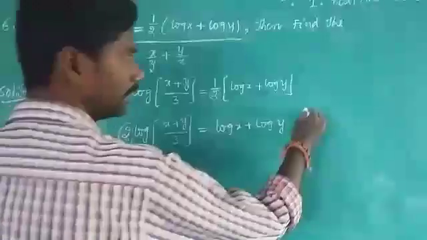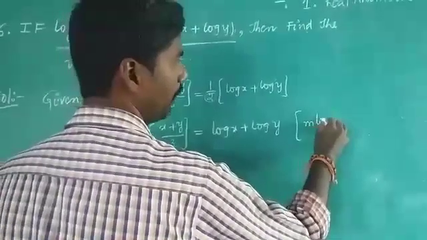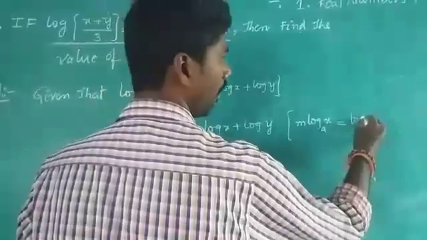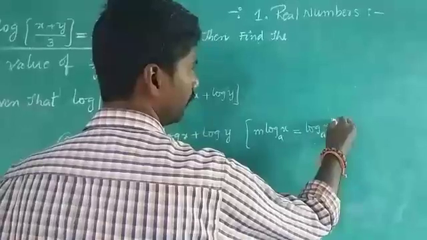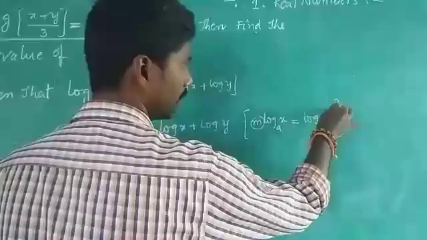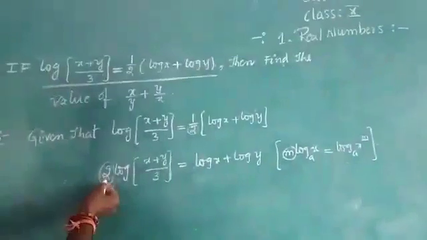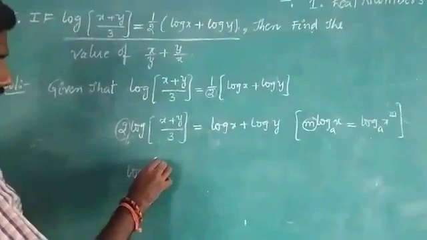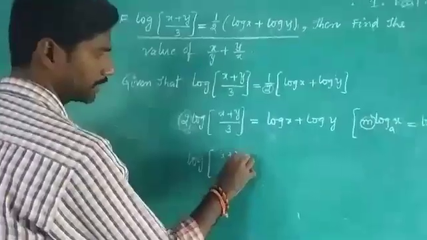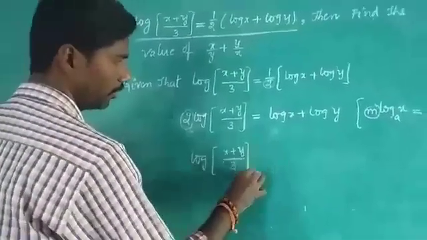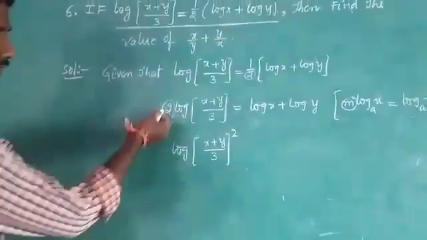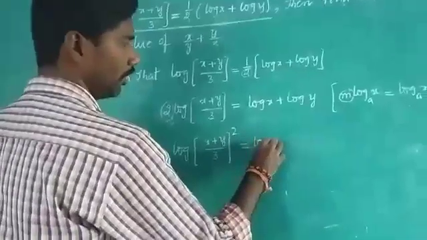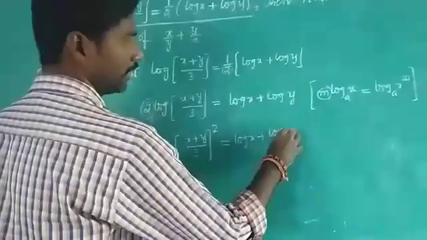So now we have the formula. The formula I am writing is m log x to base a, you can write it as log x base a to the power of m. This is the power rule. So the power rule means, you will write log of ((x plus y) by 3) whole to the power of 2, this 2 will come in, is equal to log x plus log y.